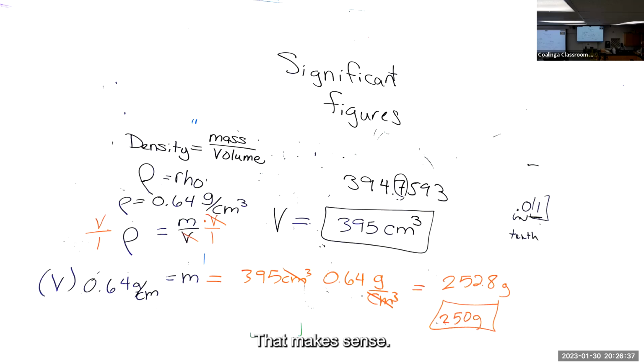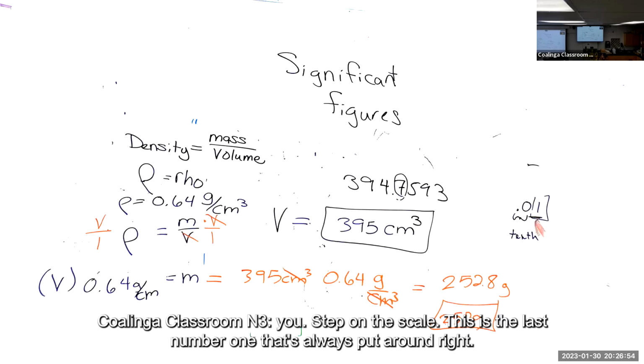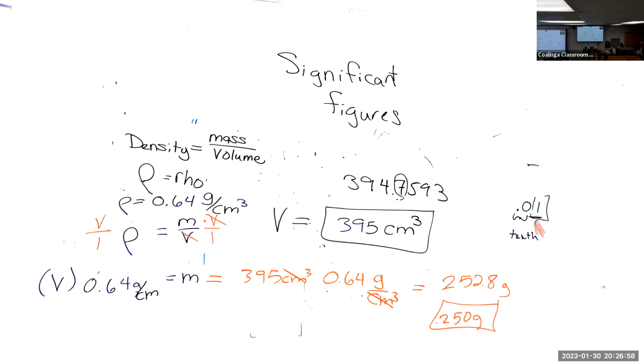Does that make sense? Okay. You said yeah, no, yeah. Okay. Because the scale is a centigram, meaning that it only goes out to that place. And when you step on the scale, usually that last number is the one that's always flipped around, right? Okay. So when that last number is the one that's flipped around, it's not going to be accurate.